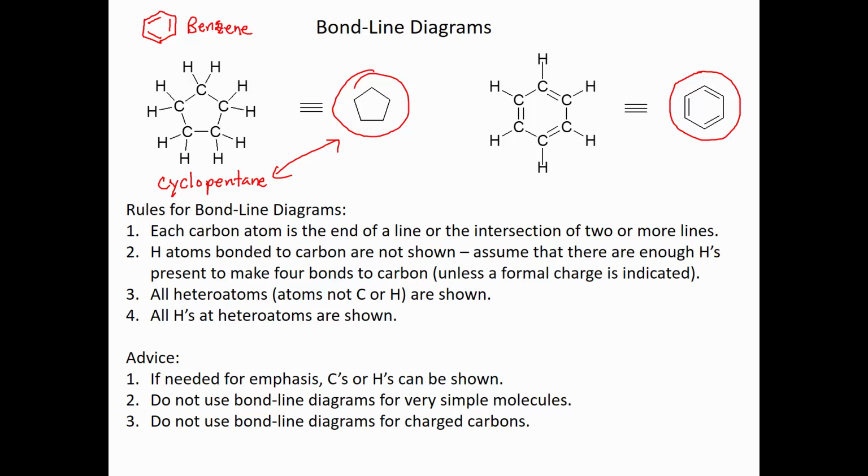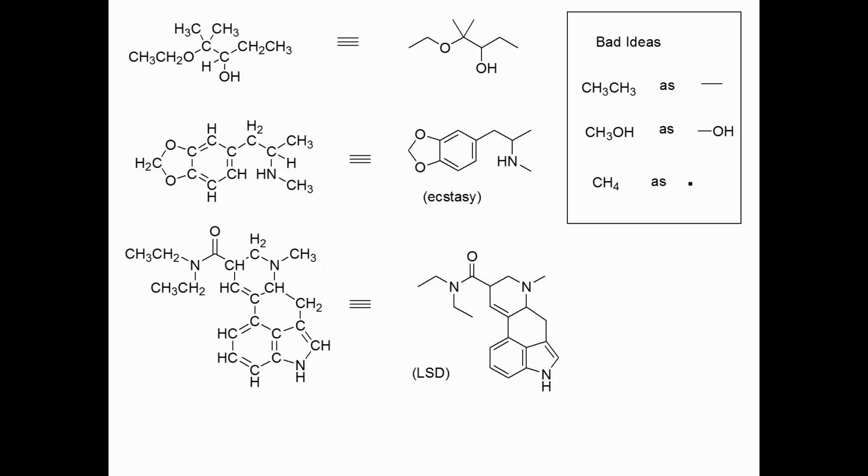Okay? We don't use bond-line diagrams for very simple molecules because we'll look at some examples of how that's confusing on the next slide. And it's generally a good idea to not use bond-line diagrams for charged carbons because counting the hydrogens plus now accommodating the charge, students make a lot of mistakes when they introduce too many of these shortcuts into the structure. So I would advise you to not use bond-line diagrams in the vicinity of charged carbons.